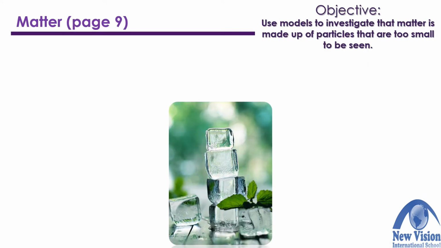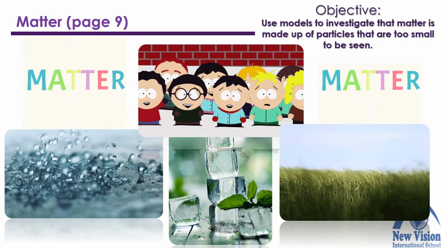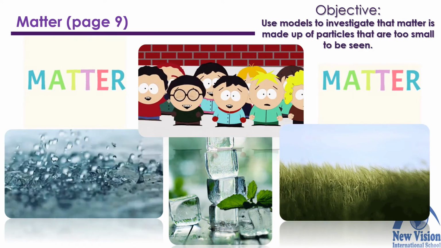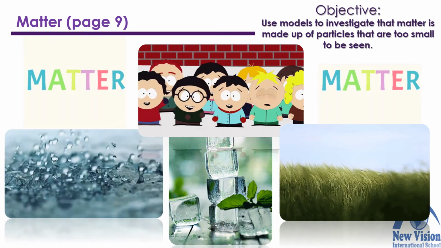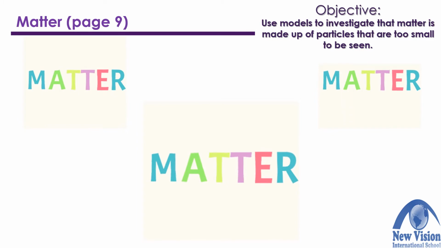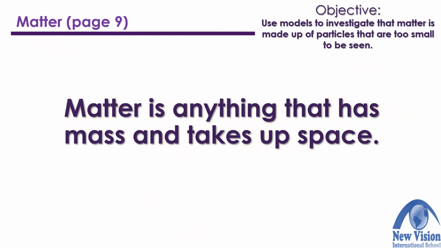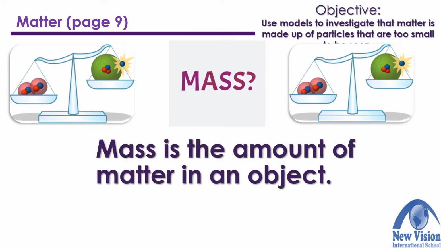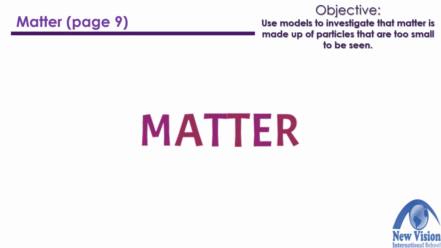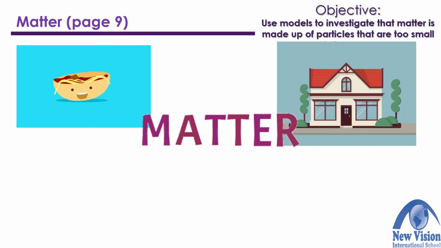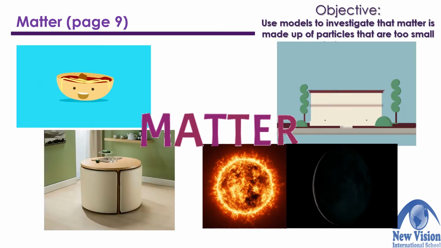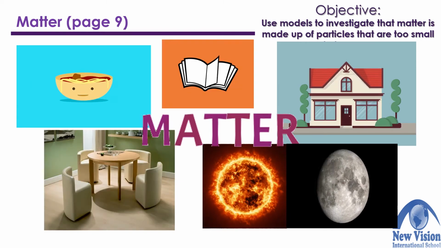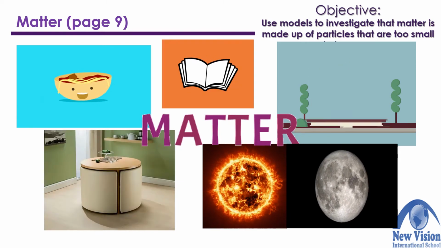Like ice, water, and air, you are made of matter. All living and non-living things are made up of matter. But what is matter? Matter is anything that has mass and takes up space. Mass is the amount of matter in an object. Matter includes the food we eat, our homes, our furniture, the sun and the moon, and even that book you're holding.